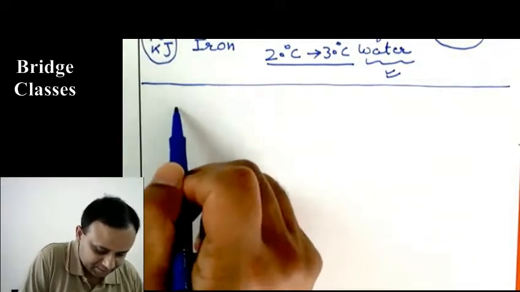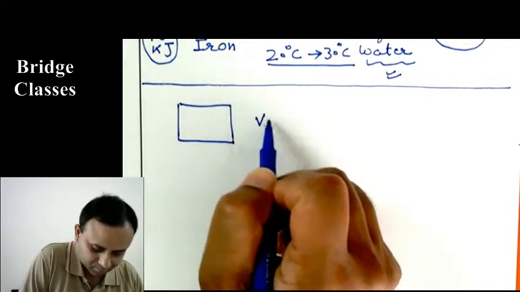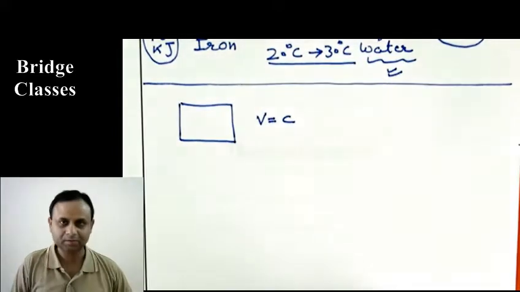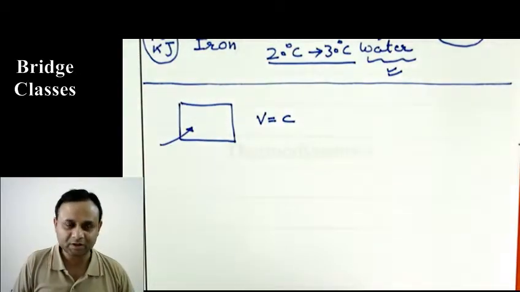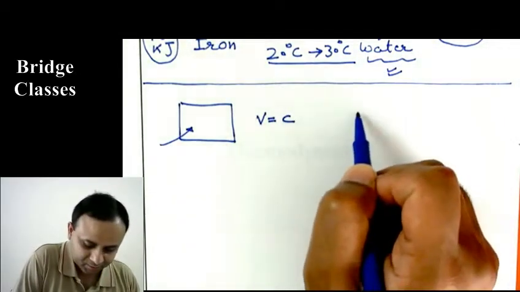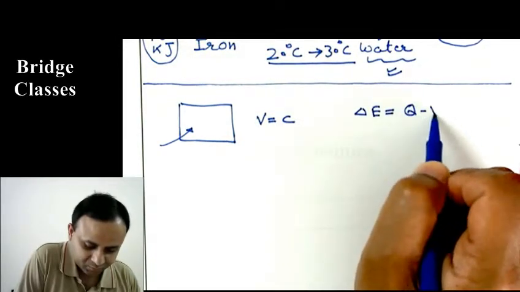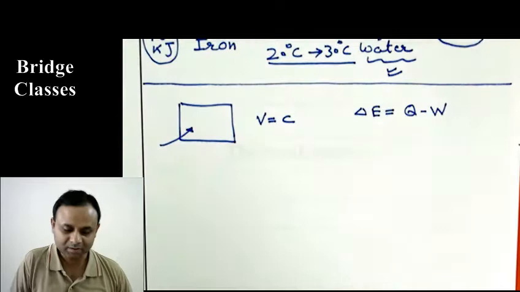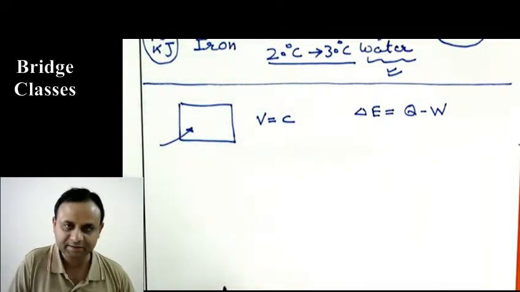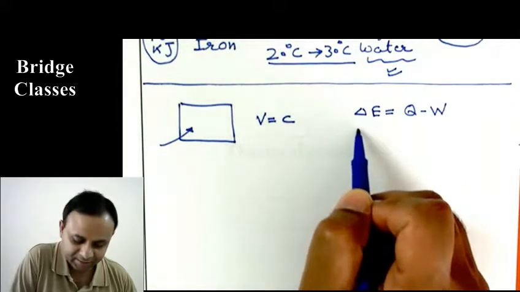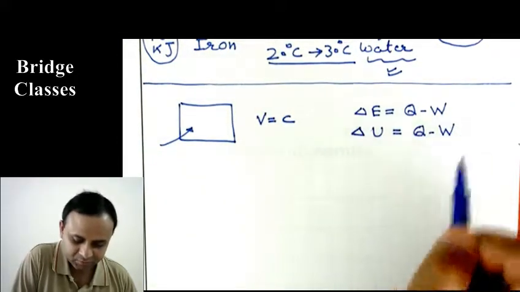Okay, so first let us consider a constant volume process. There is heat addition, and if we write the first law for this, generally you write change in internal energy is Q minus W. Or if it is a stationary system, there is no change in the kinetic energy and potential energy, then delta E is the same as delta U. So delta U is Q minus W.